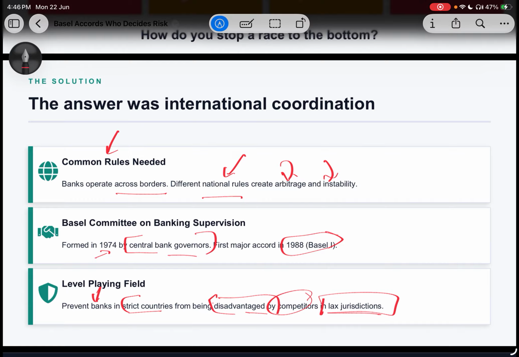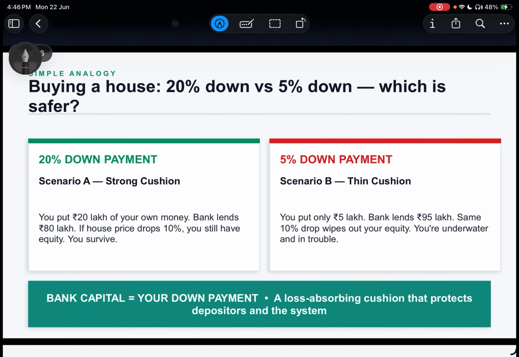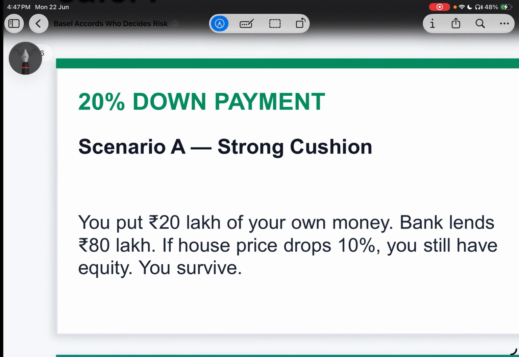Right. So they were helping the countries who are having strict rules, right? Because capital was flowing out of those countries and it was going to the competitors in lax jurisdictions, right? So again, let's understand the importance of the capital cushion here, right? See, when you are buying a house with a 20% down payment, right?